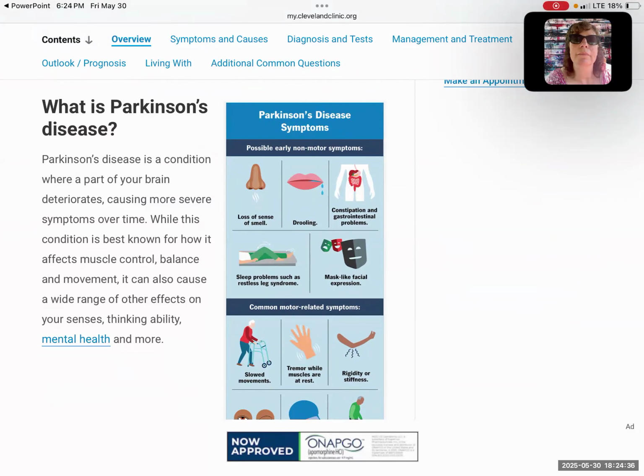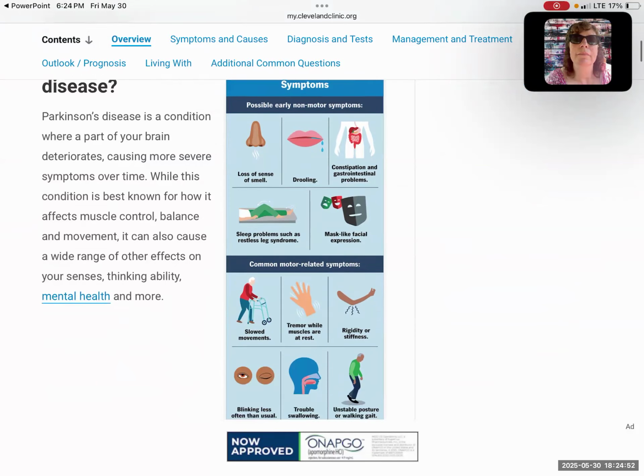So it's a condition where part of your brain deteriorates and causes more severe symptoms over time. It does affect muscle control, balance, and movement, but it can have other effects on your senses, thinking ability, and mental health, and more. And there are pictures showing you that it can cause loss of sense of smell. Of course, this would not be like a cold. Drooling, constipation, gastrointestinal problems, sleep problems such as restless leg syndrome, mask-like facial expression. I guess it's almost like Botox. Slowed movements, and this is under the motor-related symptoms.